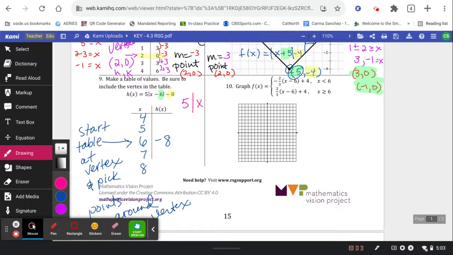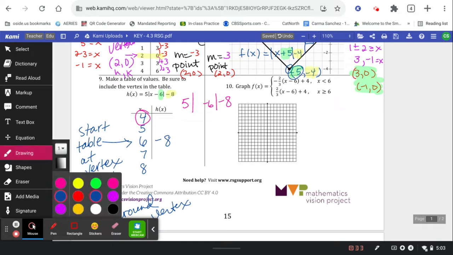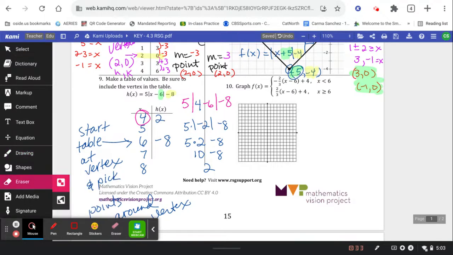X minus 6 minus 8. I'm asking you to plug in each of these input values. So first, let's plug in a 4. So 4 minus 6 is negative 2. The absolute value of negative 2 is just going to be 2. 5 times 2 is just going to be 10. 10 minus 8 is 2. I just did the math. I could use Desmos, but I just did the math to get an output of 2.